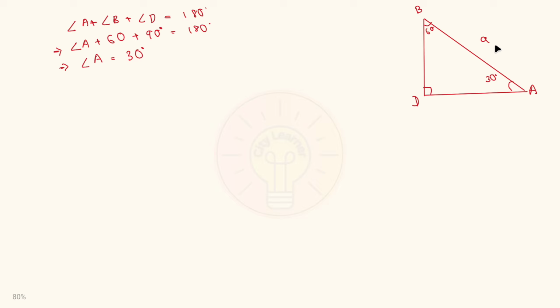Now if angle A is 30 degree, for this triangle the opposite side is BD, the adjacent is AD, and AB is the hypotenuse. So from the triangle ABD, we have to find the trigonometric functions.